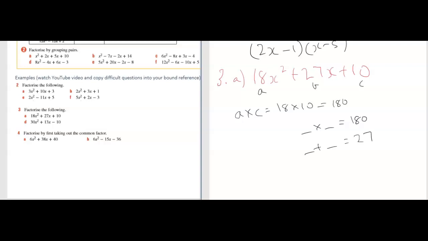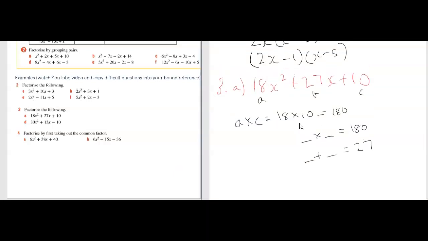give you 27. Just seeing if we could take out a common factor, but we can't. Okay, so we're dealing with quite high numbers here. I'm just thinking in my head first. Just give me a sec. All right, so I had to just think about it.